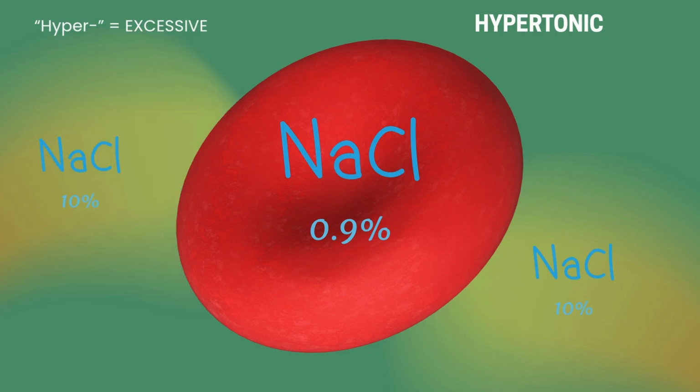In this case, there is a lower solute concentration inside the cell and a higher solute concentration outside the cell. Water in this case still moves from low solute concentration to high solute concentration. So it will move from inside the cell to outside the cell, making the red blood cell shrink.